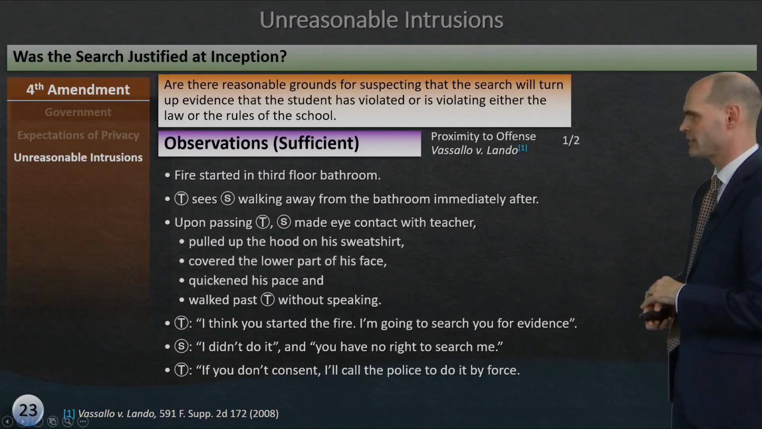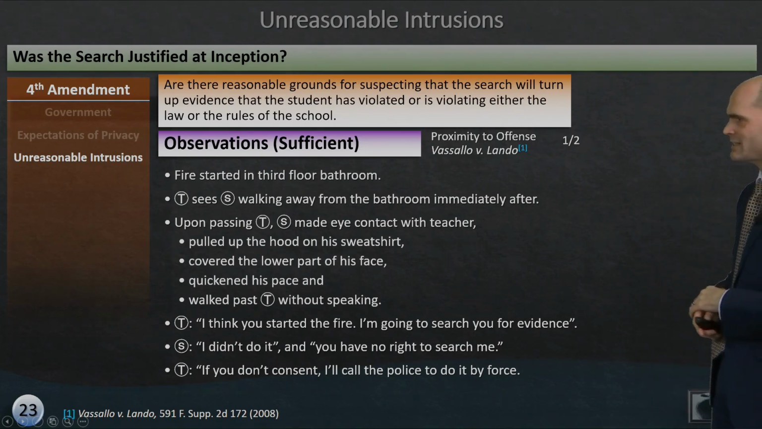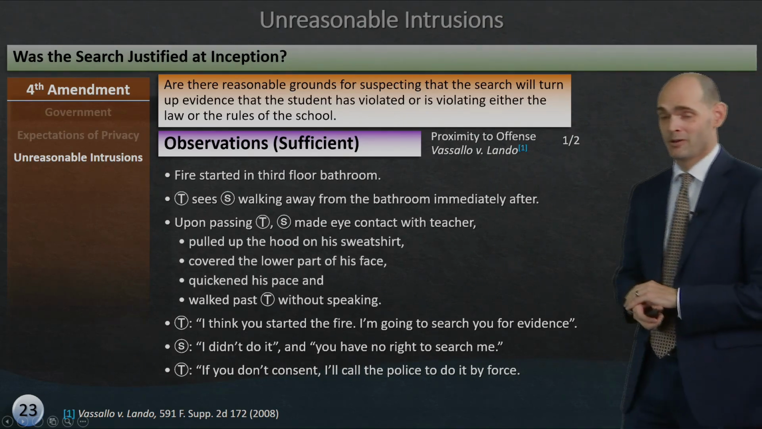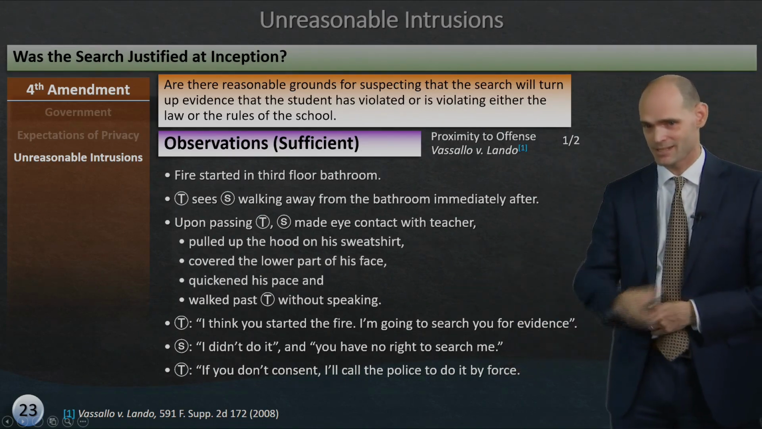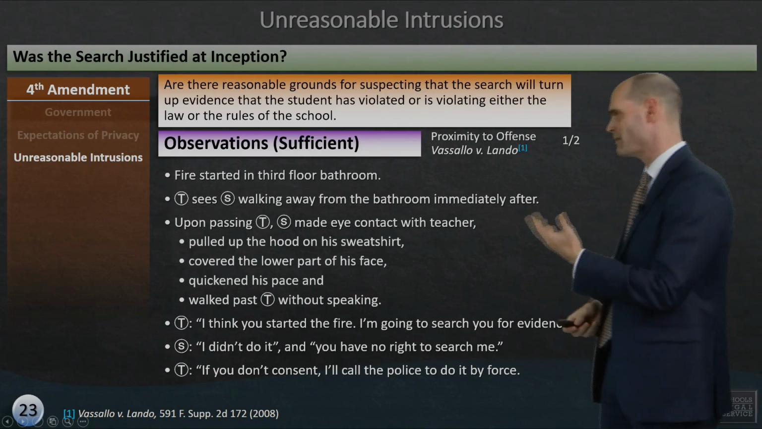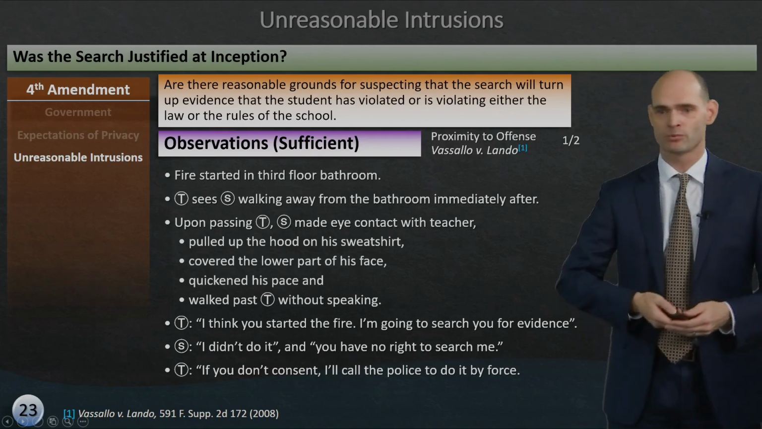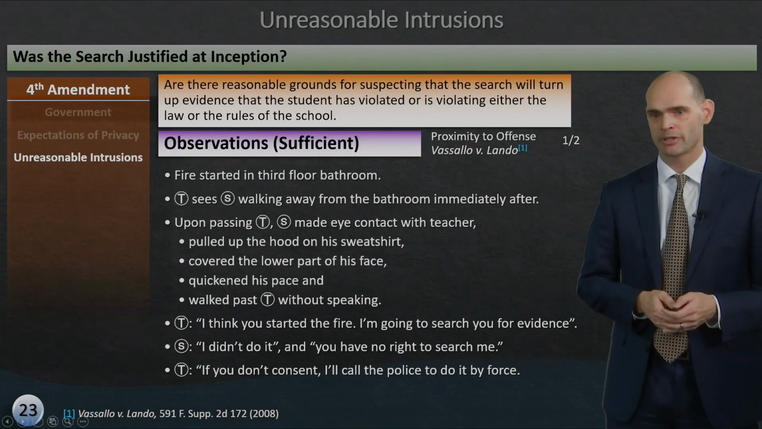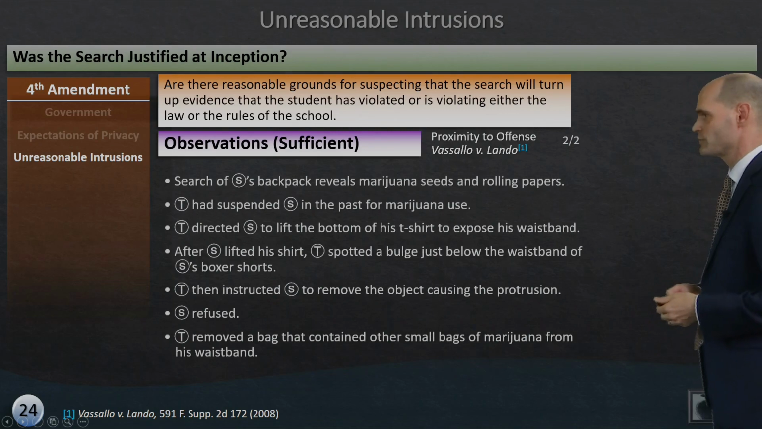And then there's some dialogue. Student says they didn't do it. You have no right to search me, right? Teacher: if you don't consent, I'll call the police to do it by force. Well, this search might be legitimate, but it won't be because the student consented, right? You've destroyed that at this point, okay? So probably should not have said that, but it's okay because the court found that there was reasonable suspicion to conduct the search based on the conduct that was described by the teacher in that particular situation.